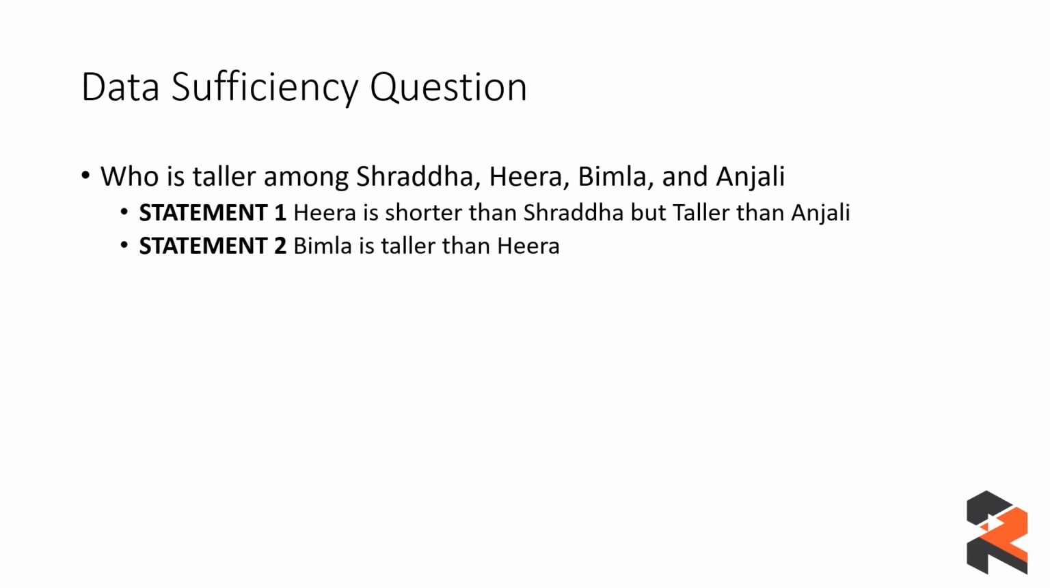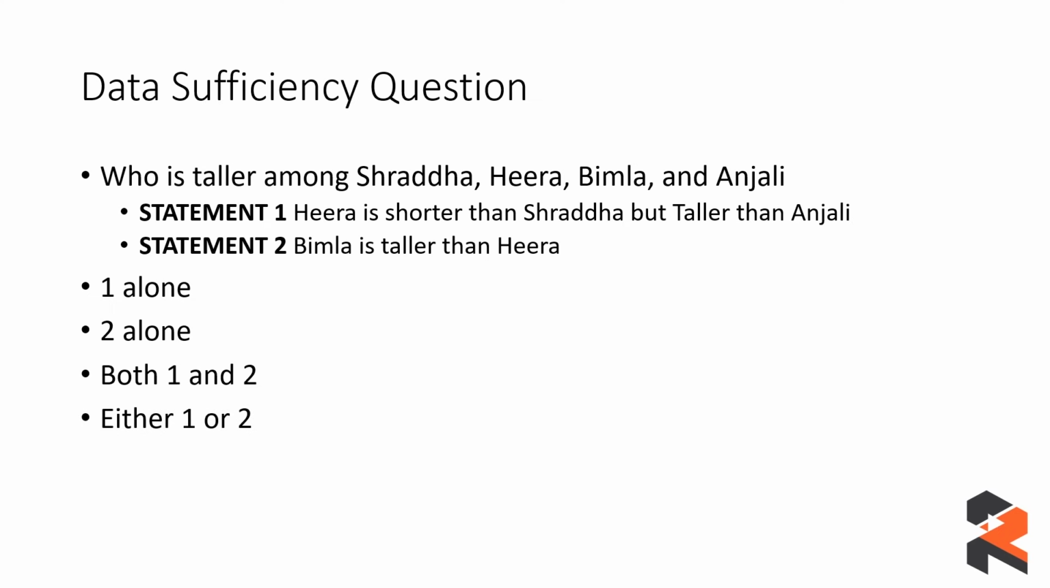So let's look at another question. Now this is a data sufficiency question. Who is taller among Shraddha, Hira, Bimla and Anjali? Now you have been given two different statements and you need to tell if statement number 1 alone is sufficient, if statement number 2 alone is sufficient, if both 1 and 2 are required to answer this query, if either one of the two is sufficient, or if neither 1 nor 2 is able to answer this question. So you need to provide that solution in this case. So how do you do that? Let's look at the statements.